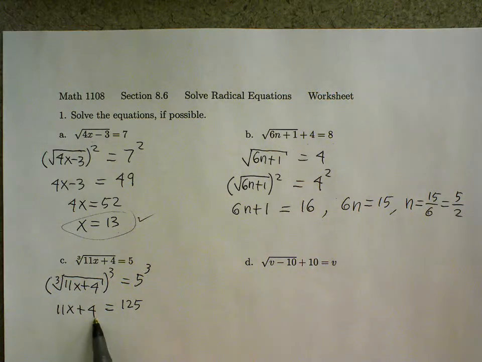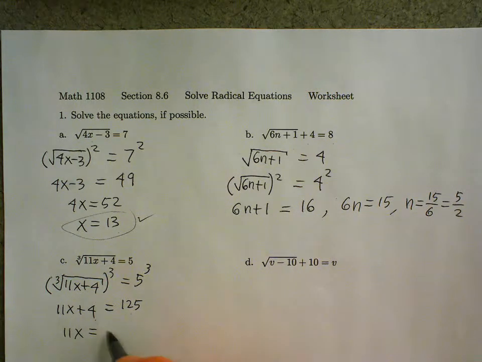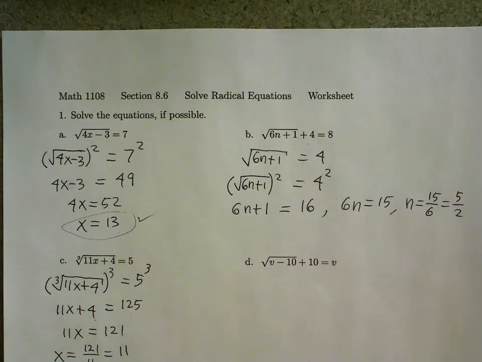Then subtract 4 from both sides. We get 11x equals 121. And then divide both sides by 11. X equals 121 divided by 11. 121 divided by 11 is 11. Okay, so x equals 11 is the solution.